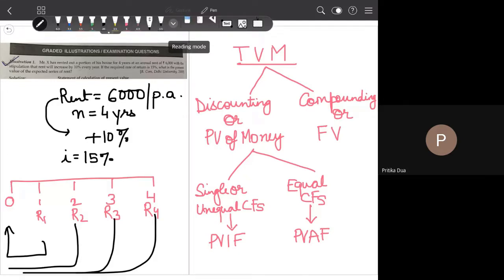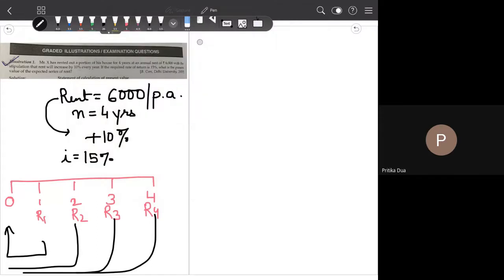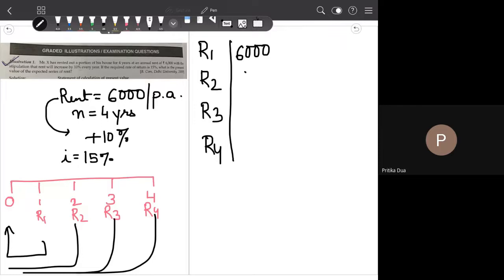So let's start. We start by calculating R1, R2, R3 and R4. For rental flows, you just need to add 10%. If in the first year it is 6,000, in the second year it will be 6,600. Then add another 10% and this amount increases to 7,260. And in the fourth year, I will add 726 and I get 7,986. So first, these are the cash flows expected in the coming 4 years.